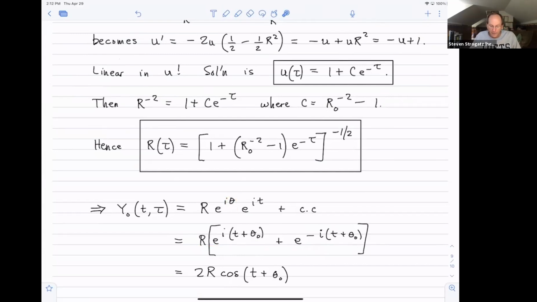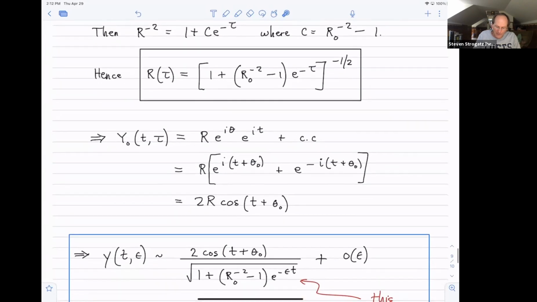And all that can be rewritten in terms of cosine at the cost of introducing a factor of 2. So I have 2, right, because this sum is cosine times 2, of t plus theta. So there's my exact solution for y0.